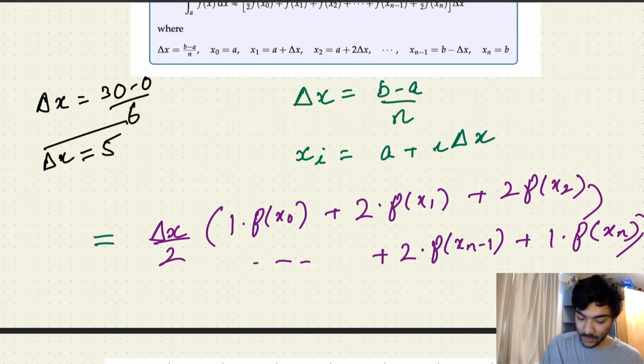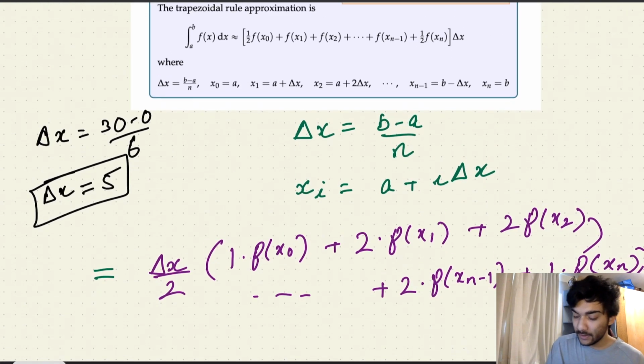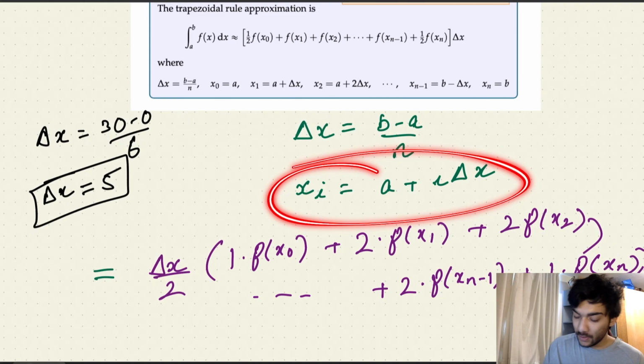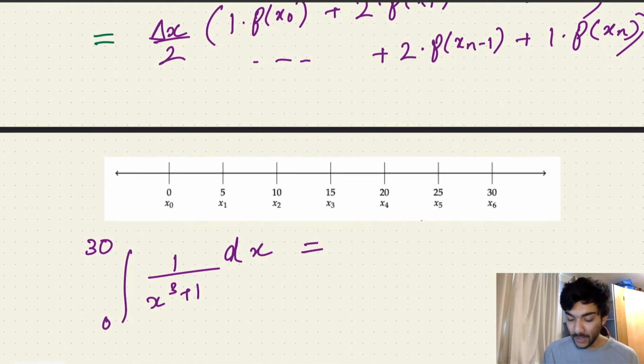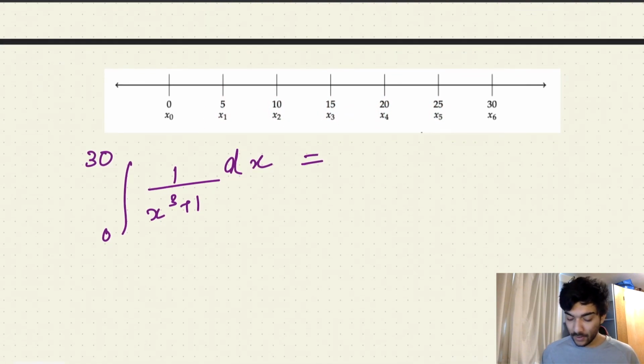So your delta x is equal to 5 in this question, and if you want to calculate your xi's using this formula, you will notice that your xi's will be these values over here. So your xi will start from your lower endpoint all the way to your upper endpoint with an increment of 5 units every time. And then you basically have to use the same formula for the trapezoidal rule approximation.